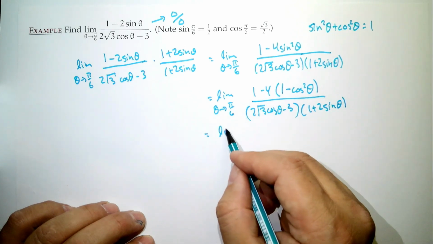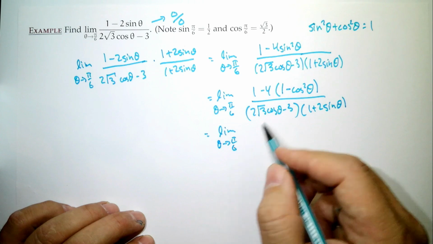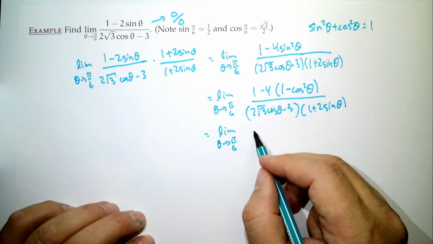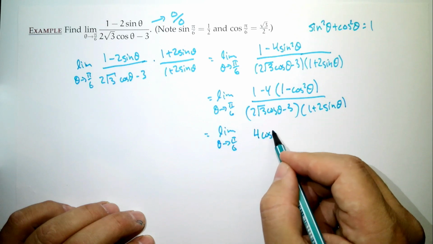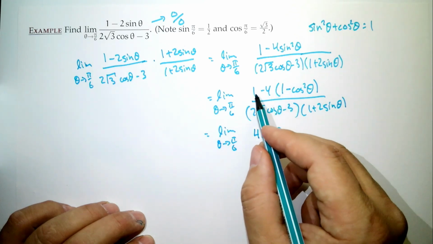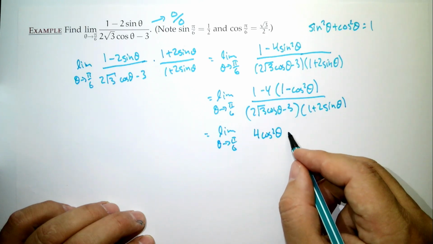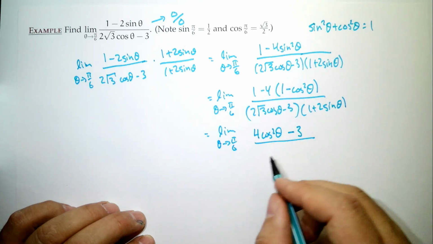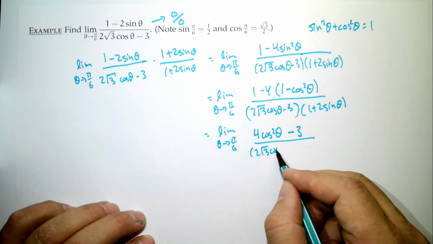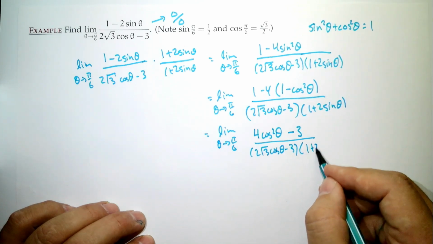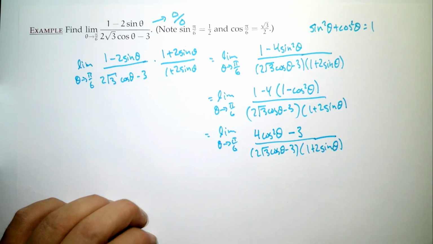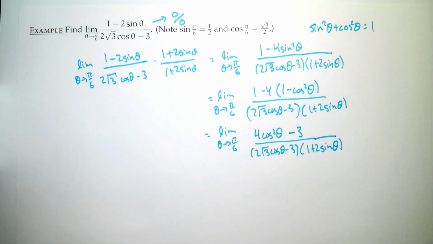So if you rewrite the top, that becomes the limit as theta goes to pi over 6. Let's see, we got 4 cosine squared theta, and then we have 1, and then we have minus 4, which would be minus 3. And that's divided by, of course, everything downstairs. All right. Now, at this point, we might be thinking, well, we're not getting anywhere, but we are. What can we do now? We can factor the top, actually.